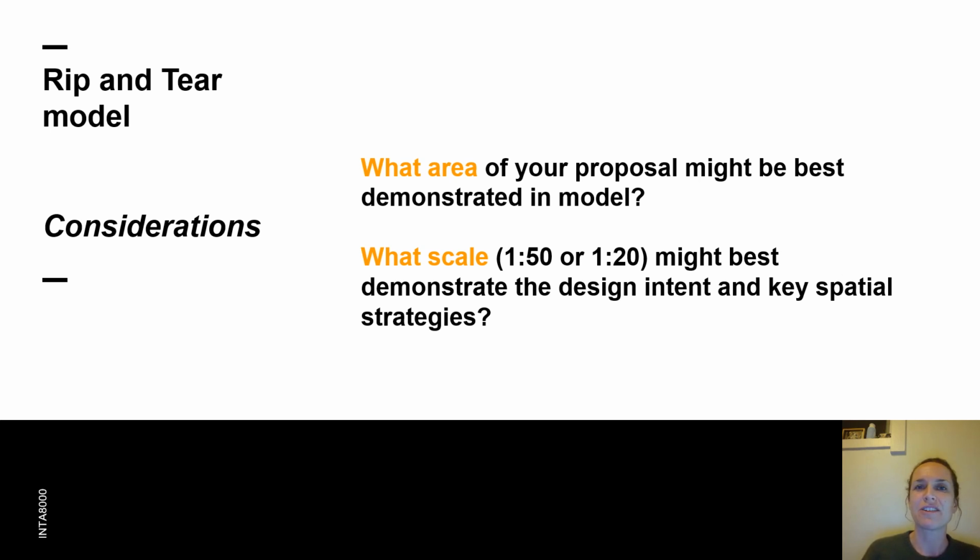So there might be an area of the scheme that's quite hard to show in plan or section, or quite hard to capture in perspective. An intricate kind of form detail, for example, or relationships of solid and void that are quite complex in their 3-dimensional expression might be better shown in model. The second part to think about is what scale, 1 to 50 or 1 to 20, might best demonstrate your design intent and your key spatial strategies.